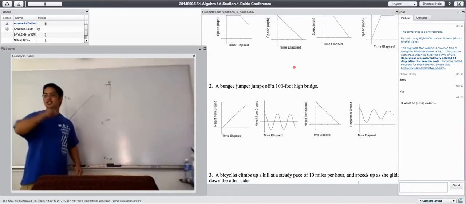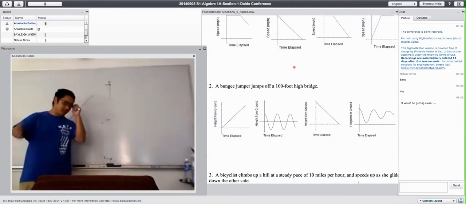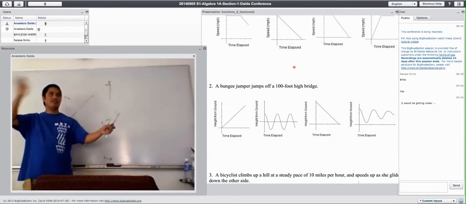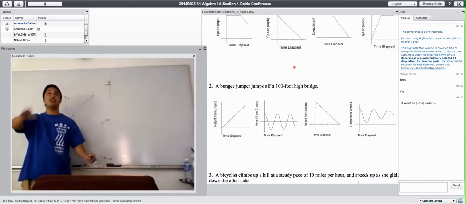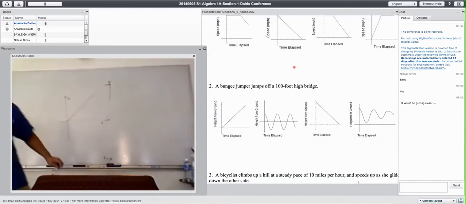Natasha says it would be getting closer. I tend to agree with that. Why don't I do this? I'm gonna go like this. Yes or no, and I want you guys to raise your hand if you say yes. If you say no, don't raise your hand. Just tell me how many yeses there are, and also count Natasha's answer.